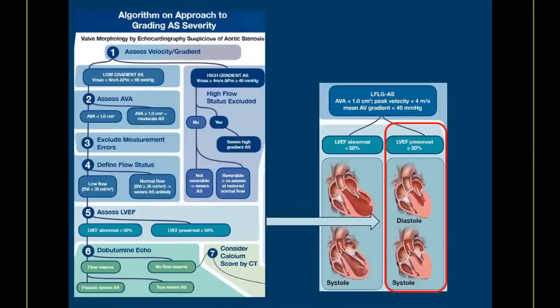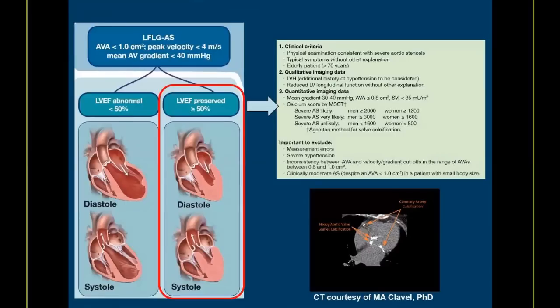This is probably the most difficult patient subgroup in terms of management, because it's unclear, not the diagnosis, it can be very difficult, and it's also unclear what to do with these patients. So I think it's important to combine a number of criteria when we're dealing with this subgroup. It's important to look at clinical criteria. You want to make sure your exam is consistent with severe aortic stenosis. You want to make sure you have symptoms that definitely could be explained by AS. And it's typically, again, an elderly patient that has this entity.